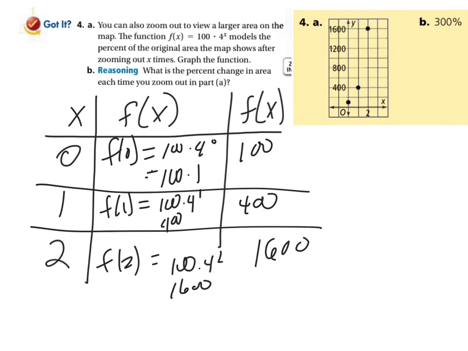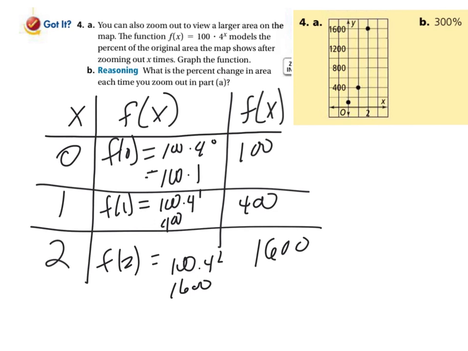And again, you can see you've graphed that up here. If you take a quick look, graph that right up here. So 0, 100, and 1, 400, and 2, 1600. And again, these are dots. You do not connect them because you can't zoom out a portion like 1.5 times, things like that. It's step by step.